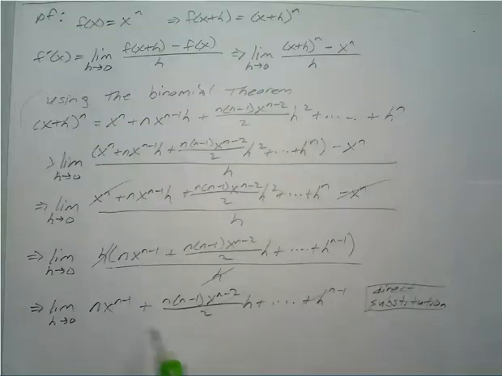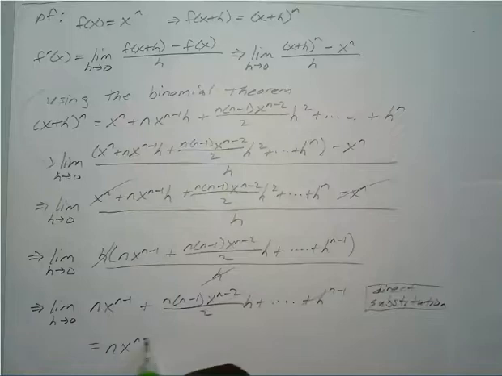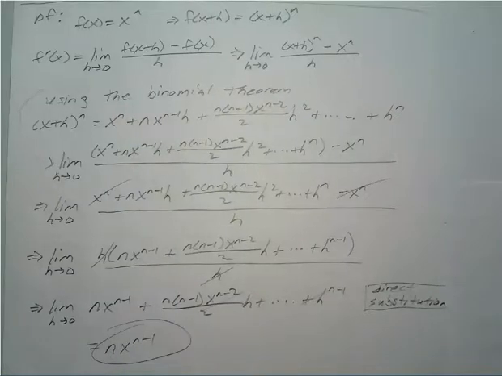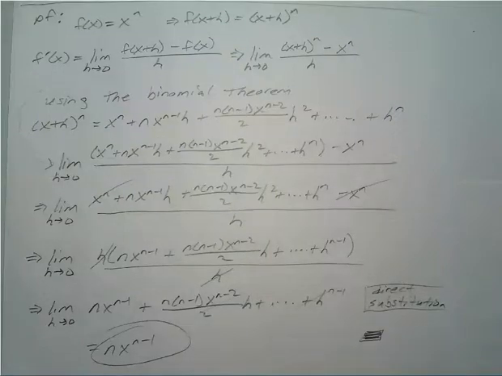Alright, so if everything cancels out because it still has an h, that just leaves us with n times x to the n minus 1 as our derivative. Alright, so barring that little error there, that's how it works out. Alright, so if you are still writing, feel free to press pause, but we're going to go ahead and move on to the next page.